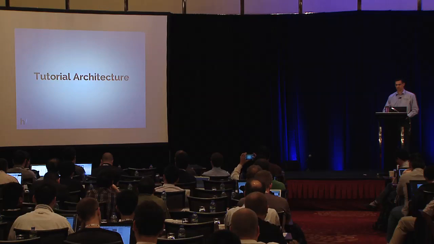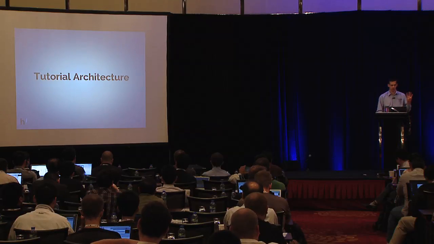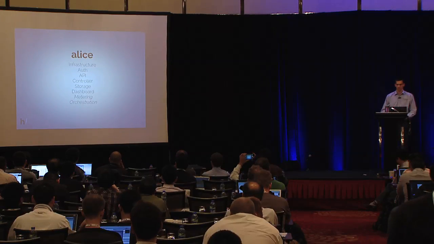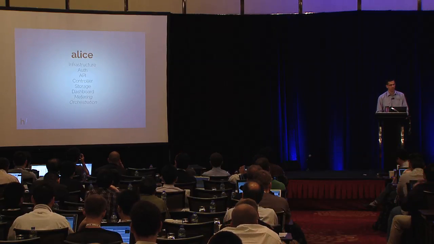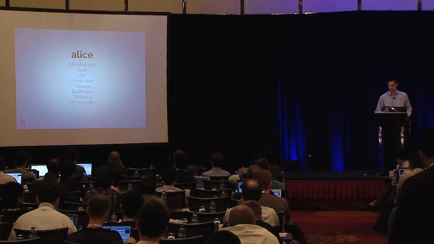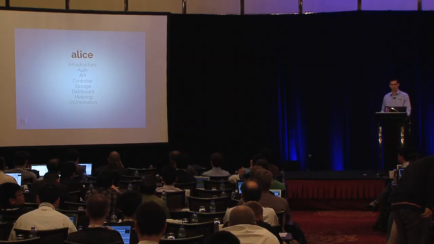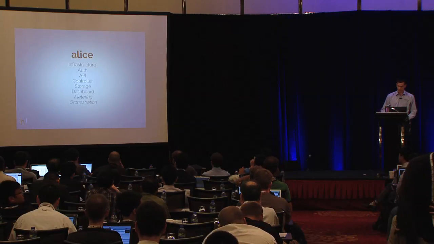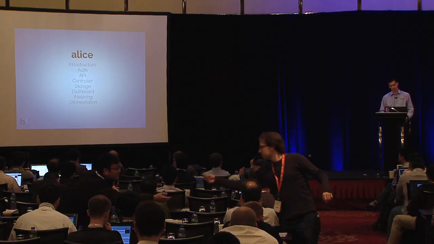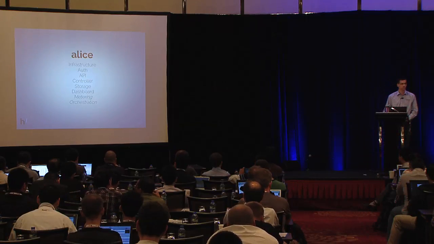For those of you who have set up these virtual machines, you are currently going to be running four different virtual machines. One's called Alice. And again, as I said, it is very common for multiple node roles to be composed onto a single physical node. Alice is going to be our infrastructure node, our authentication node, our API node, our controller node, our storage node, our dashboard node. And if we have time at the end of the tutorial, we're also going to make it our metering and our orchestration node. If we don't have time at the end of the tutorial, you will be able to do so on your own, and I'm going to tell you it's actually going to be simple.